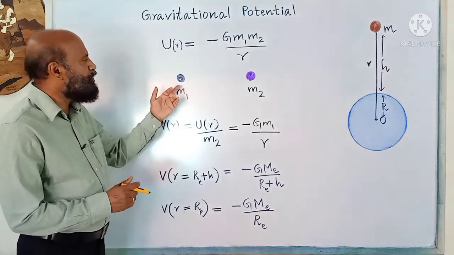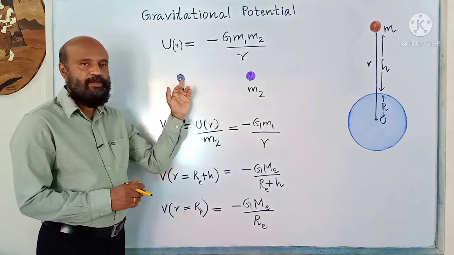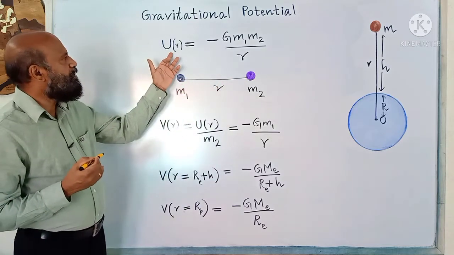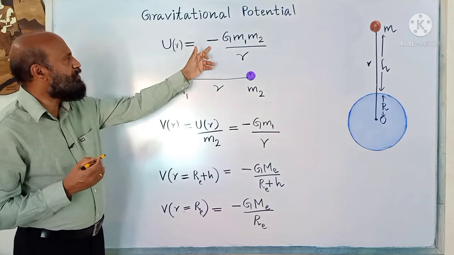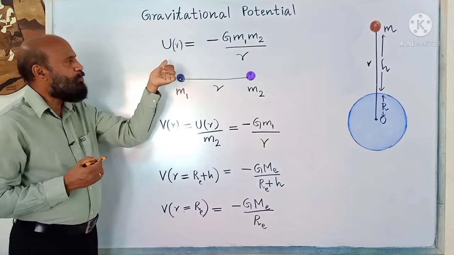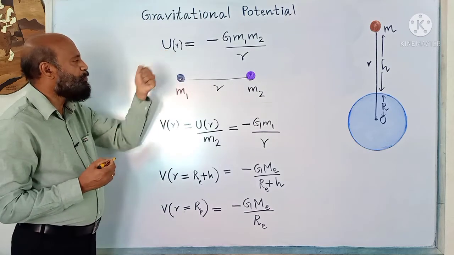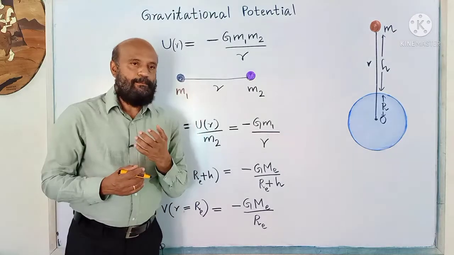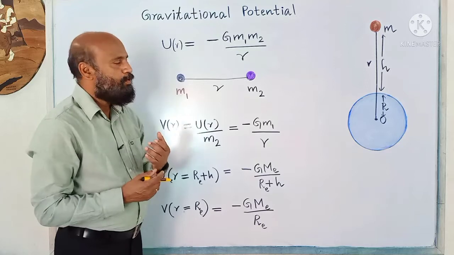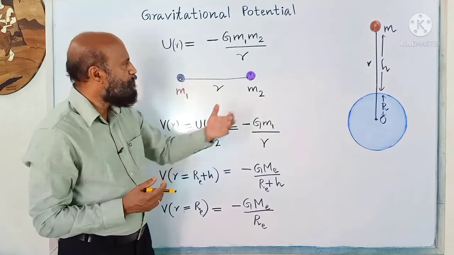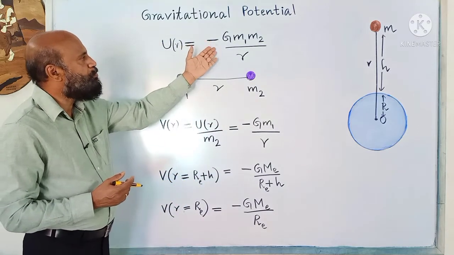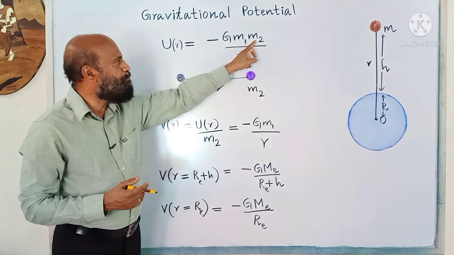You know gravitational potential energy when two masses m1 and m2 are separated by a distance r. Gravitational potential energy is given by this relation: minus G m1 m2 by r. So gravitational potential energy is denoted by the letter U. Gravitational potential at a point is defined as the amount of work done for bringing unit mass from infinity to the point. Now this is the work to be done to bring a mass of m2.